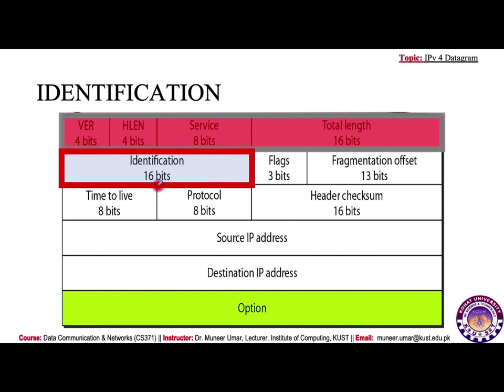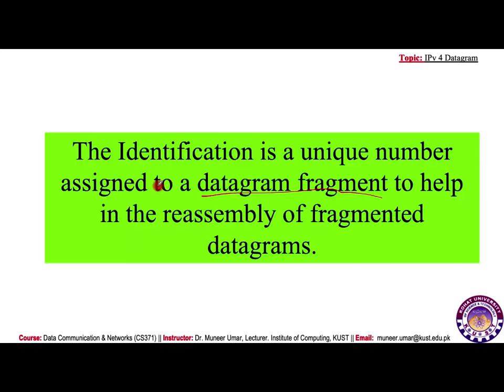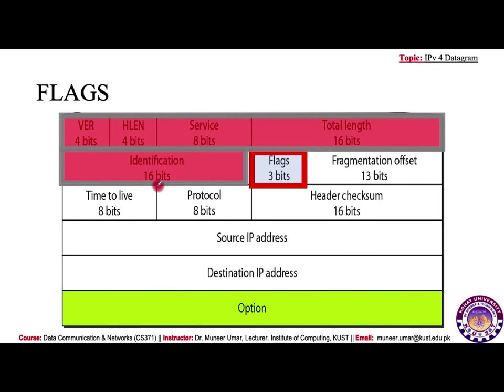So the maximum number for identification can be 65,535, or 2 power 16. So we can identify around 65,000 fragments. So this is a big number for fragmented datagrams. Then we have flags.